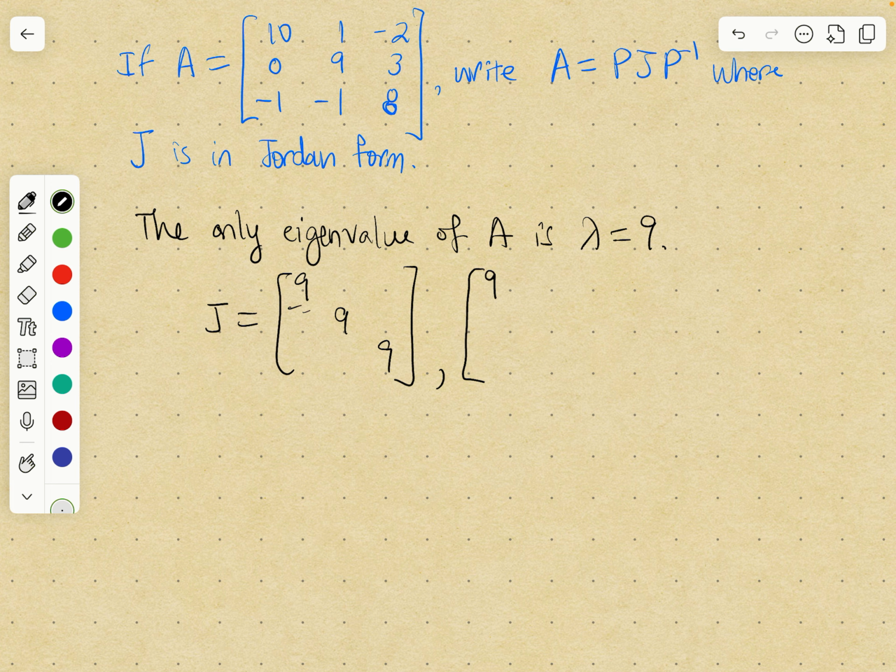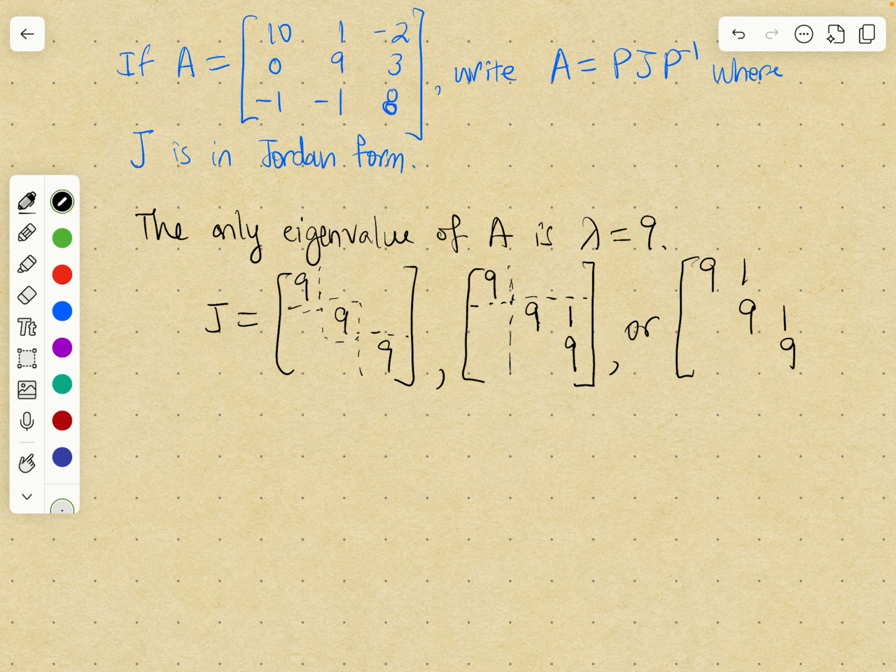It's that, or it could be this, which would be a direct sum of 3 Jordan blocks. Or there could be 2 Jordan blocks, a 1 by 1 Jordan block, and then a Jordan block like this. Or it could be 1 Jordan block, which is when you have ones directly above the diagonal. And the question is, which one do we have?